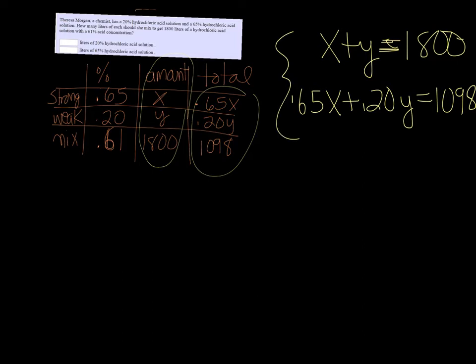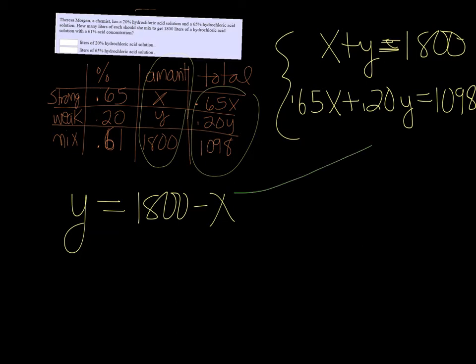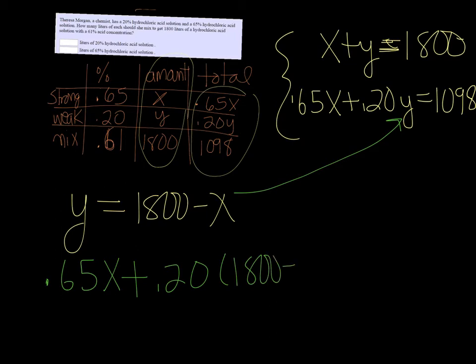1,098. If I solve for y in the top equation, I get y equals 1,800 minus x. Now that can just be plugged into y in the second equation, and then I only have one equation and one variable to solve for. So this is called solving by substitution. It's a very common method to solve systems of equations with.